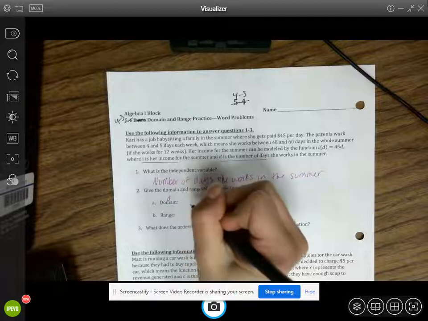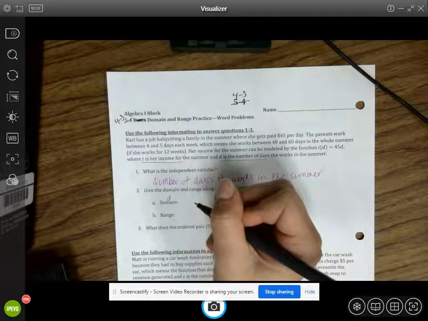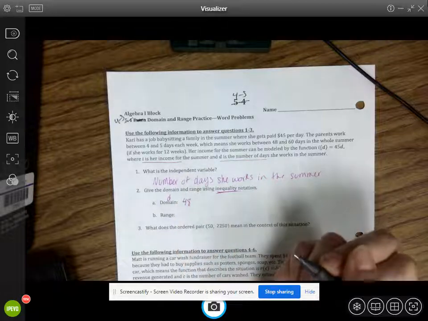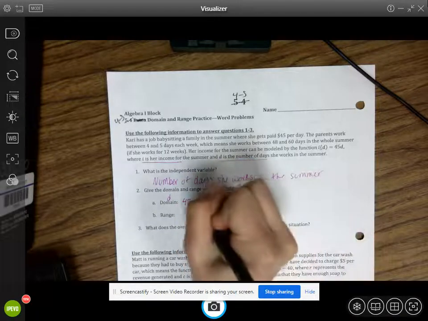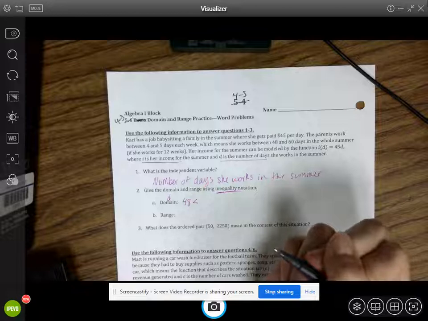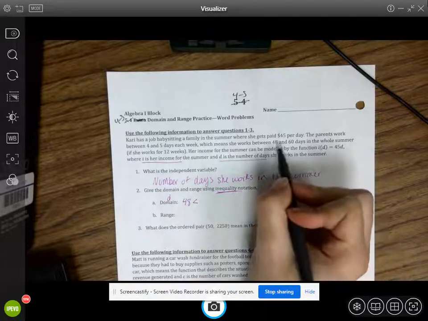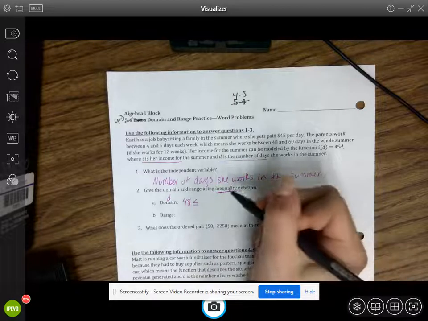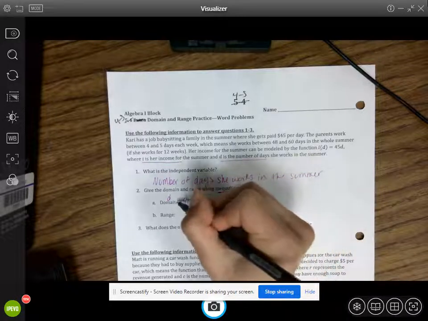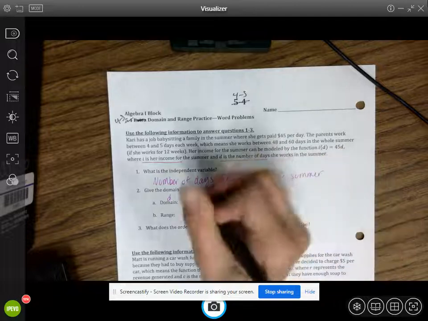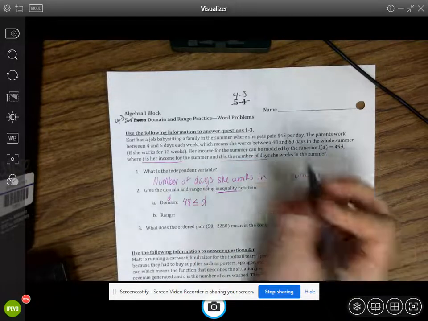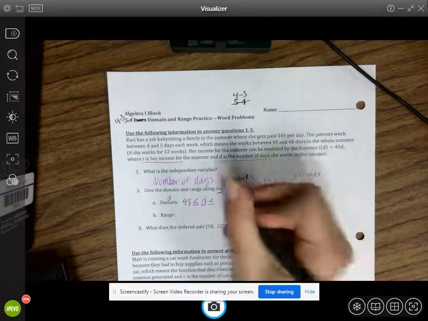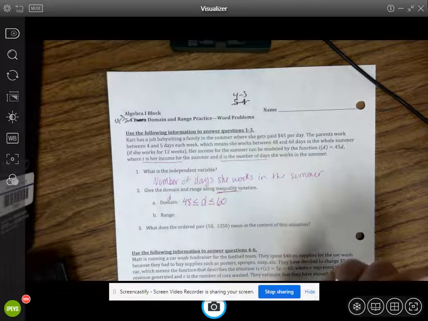So you're going to write that as a compound inequality that you learned in 3.3. You put your smaller number first, then it's either a less than or equal to sign. She works somewhere between 48 and 60, which means we're going to put a less than or equal to. Then you're going to put your variable. Well, for our domain, we're using the letter D. So we're going to put D, and then less than or equal to. In our case, we're going to use an or equal to, and then our bigger number.